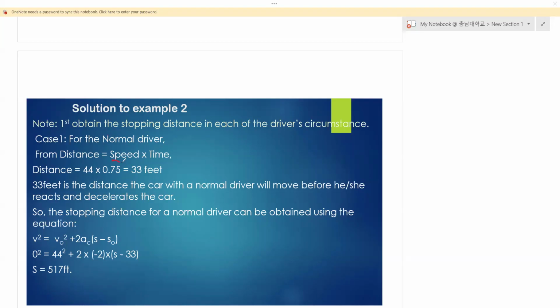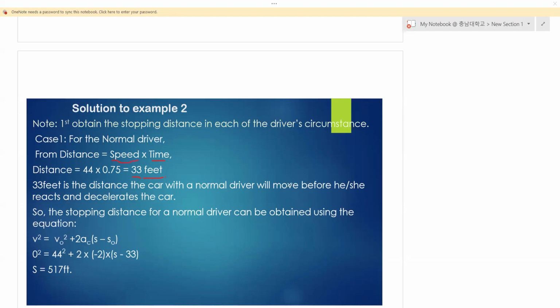We're given the velocity, so we're going to have speed times time. So the distance covered for this person to react and stop would be the velocity, which was given, 44, times the time of reaction, which is 0.75 seconds. When you multiply, we shall have 33 feet. So that means that for a normal person, the distance they take to react and avoid the collision would be 33 feet.